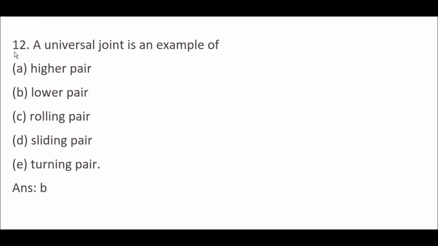Next question. A universal joint is an example of option A, higher pair. Option B, lower pair. Option C, rolling pair. Option D, sliding pair. Option E, turning pair. And right answer here is option B, lower pair. Okay. Universal joint is an example of lower pair.